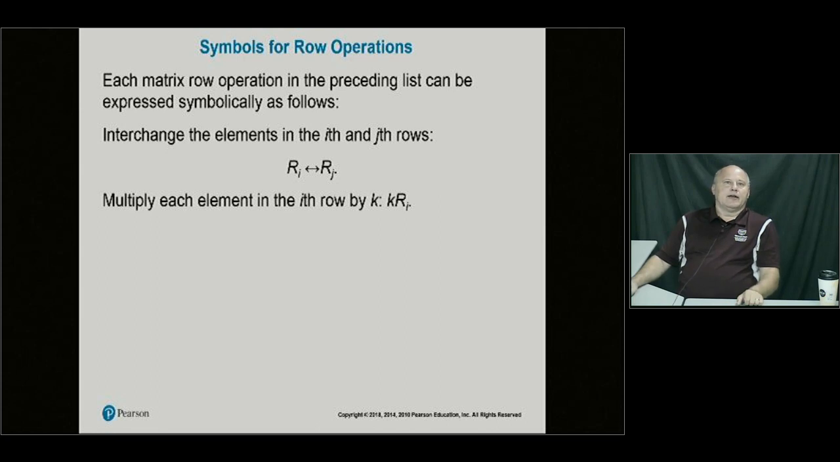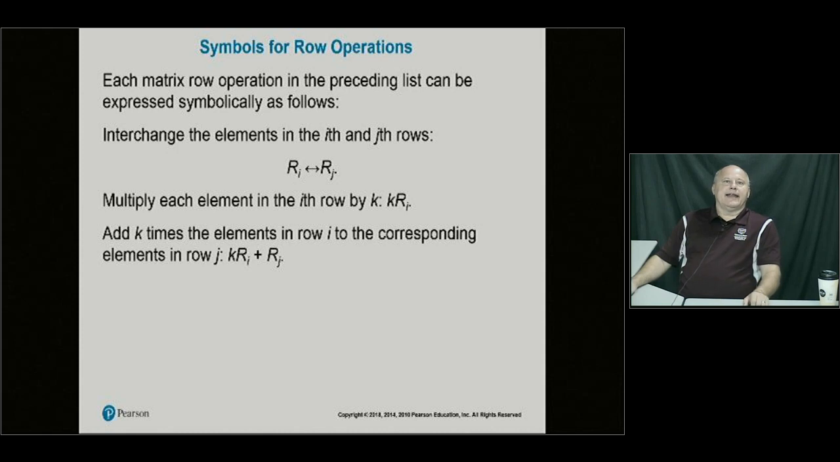All righty. Now, if you want to multiply each element in the ith row by k, then you have k times Ri, R sub i. So for example, if you want to take the second row and multiply it by 2 or 1/2, then you would take that number and multiply every element in that row. And that's what the symbol is saying. Okay? And then add k times the elements in row i to the corresponding elements in row j. So you have k times Ri, like we had before, and then add that to Rj.